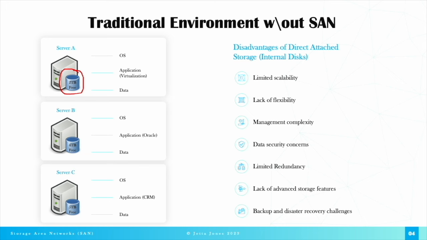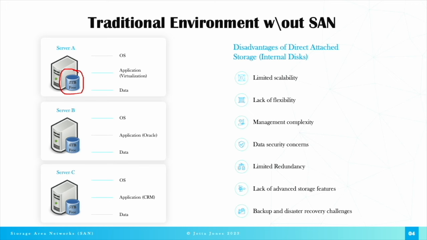And let's say server A has a maximum storage capacity of 10 terabytes. Once you reach that 10 terabyte storage capacity, you can't upgrade very easily, or in some cases, you can't upgrade at all. So with a SAN, you can add additional disks. You can start off with as little as 3 or 4 disks and then upgrade as the business needs change. You can also add expansion shelves for more capacity, but this environment is very, very siloed.